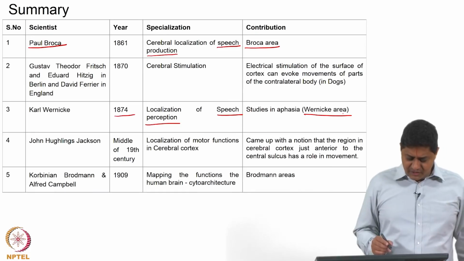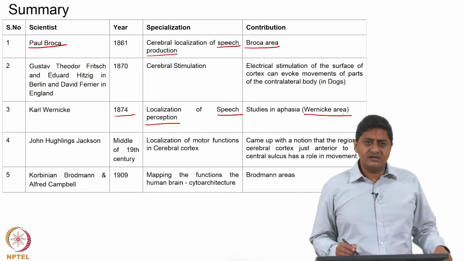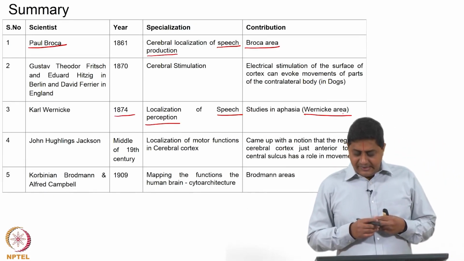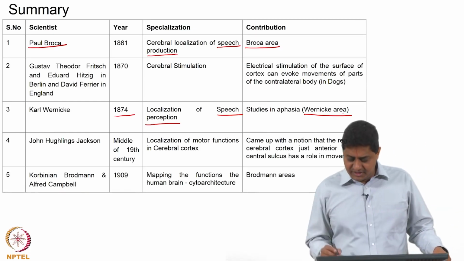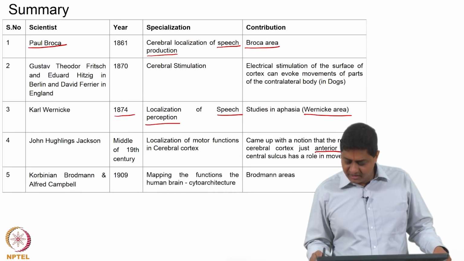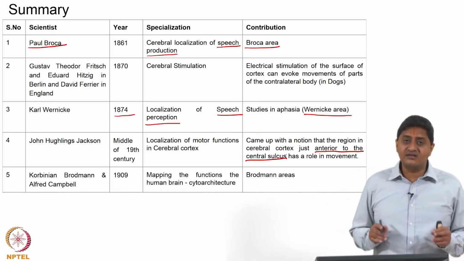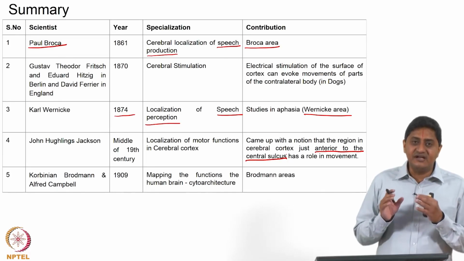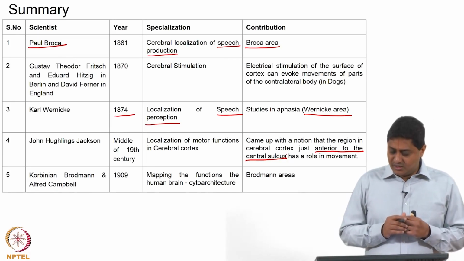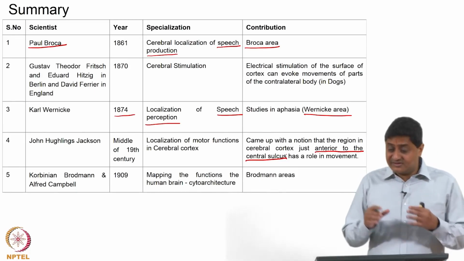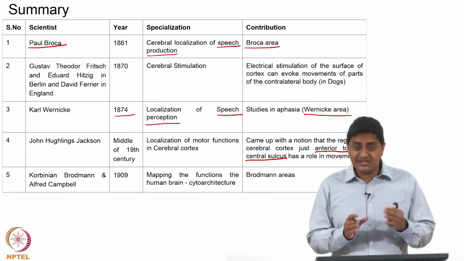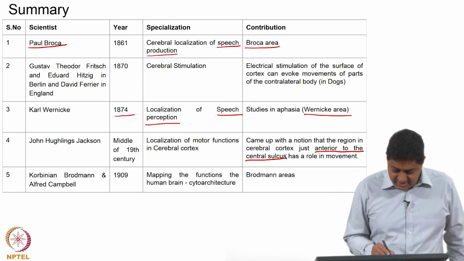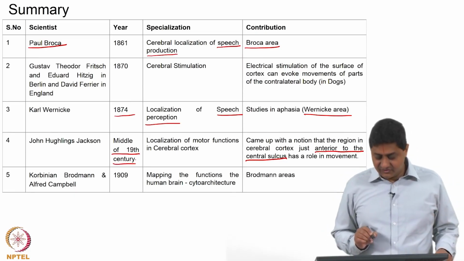Around the same time, John Hughlings Jackson made a claim that would now be considered controversial for that time, right. He made this bold claim that a particular region just rostral or just anterior to the central sulcus, what is now called the precentral gyrus, has a crucial, significant role in movement. Now, this discrete region just anterior to the central sulcus is now called the primary motor cortex, but this claim was made in the middle of the 19th century.